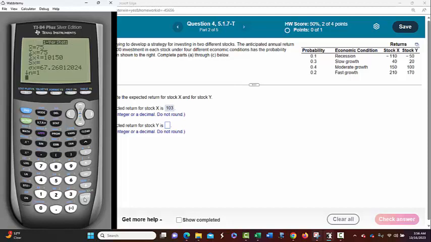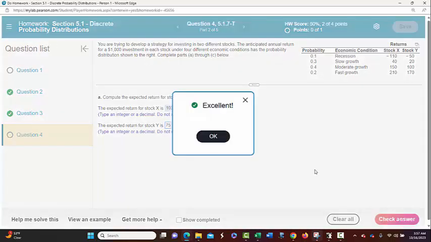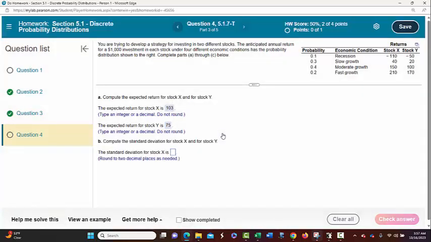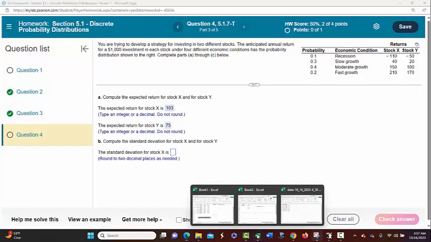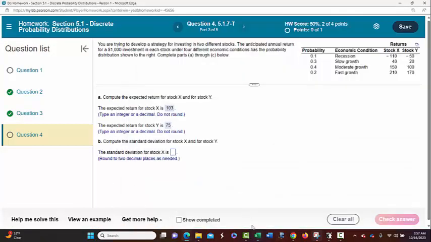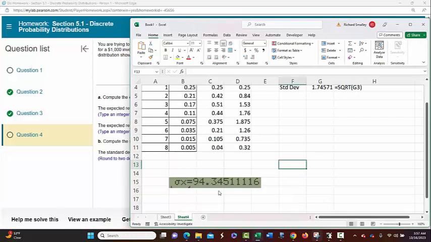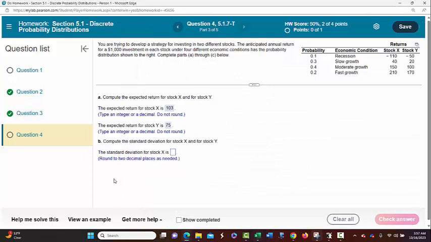Okay, this one I won't necessarily have to mark down because we'll be able to get the standard deviation. I can just stay on that calculator screen. This one will be 75. Now it's asking for the standard deviation for stock X. That's the number I have saved over here. Of course, I should have seen two decimal places. That's why we had to make note of it to bring back later, because that one's no longer in the calculator. But the new one is. Stock Y is 94.35.